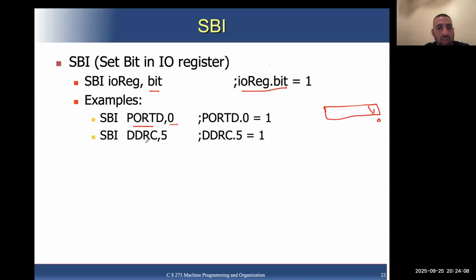And in the next instruction, let me call it SBI DDRC, 5. What you are saying is, let's say this is your DDRC register and it has 8 bits, so you are saying set the bit at index 5 equal to 1. You are changing the value of only a single bit. All other bits in the register remain unchanged; whatever values they had previously, they will retain.